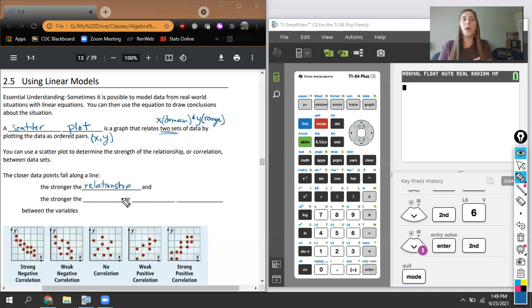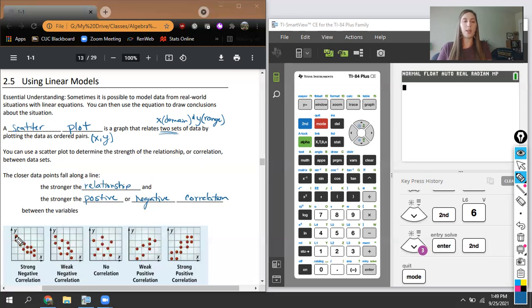And also, as your points get closer together, it means that you have a stronger relationship, but we can call it a positive or negative correlation. As our data gets more related together and the points are closer together, you're going to have either a strong positive or a strong negative correlation. And that's what these graphs down here show us.